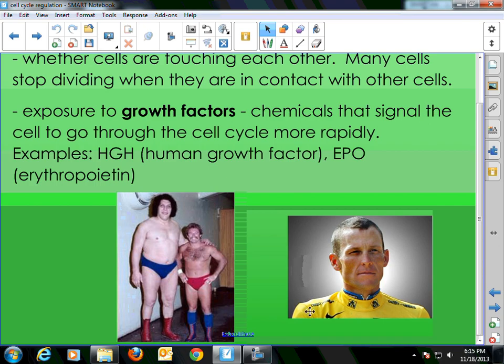And so, unfortunately, Lance had to give back his 7 Tour de France titles because of his abuse of this particular external growth factor. So, these are two cases where you can have too much of a good thing. Under normal circumstances, they work normally and they help the body to run. But in cases where too much of a good thing happens, it's not good.